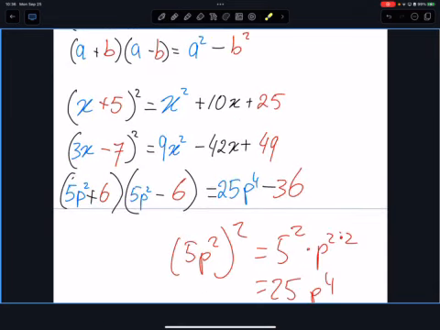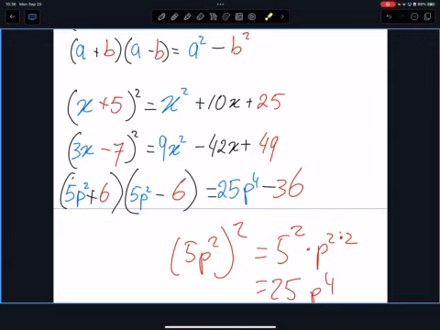Correct. And this one, as you can see, it's the same, two of the same numbers. The only thing that's different is the operation. And then you have to get this answer. So you don't have to do 5p times 5p, 5p times 6, 6 times 5. You don't have to do that. This is the answer immediately, because they're the same.